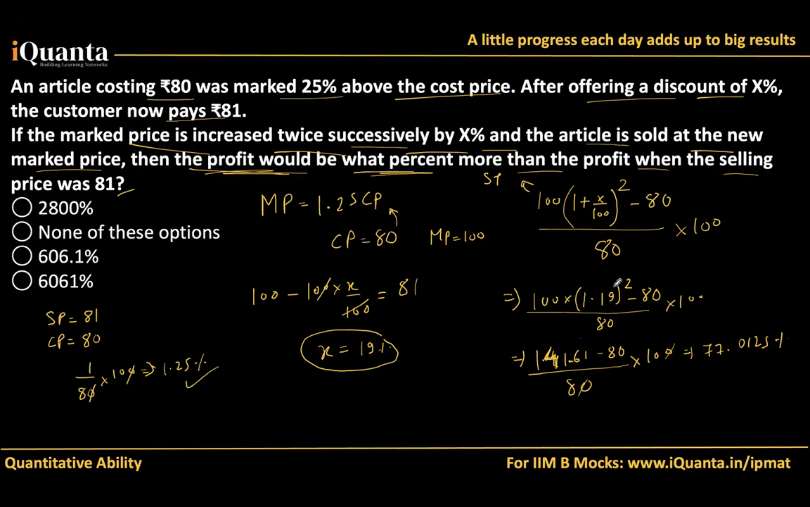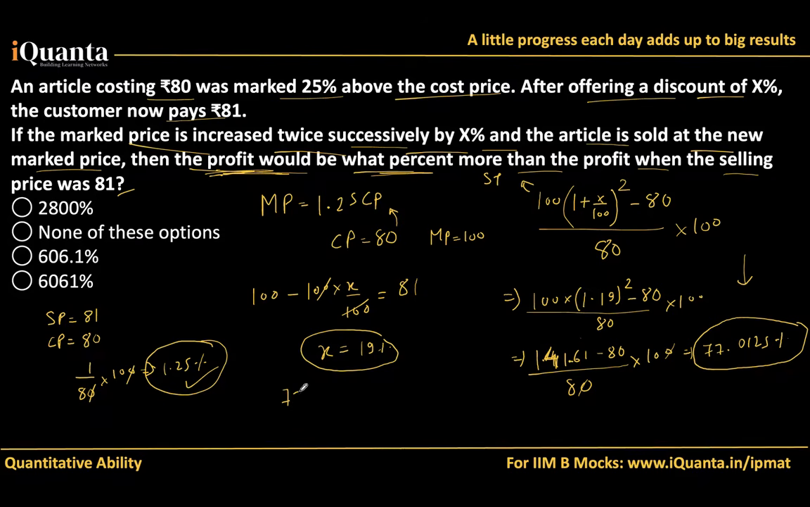This is the profit percentage 77.0125 when it was being sold like this. So it is asking me this profit percent, okay, in this case is how much more than this 1.25%. Okay, so not very difficult. What you have to do is you simply have to find out that 77.0125% is how much percent more than this.